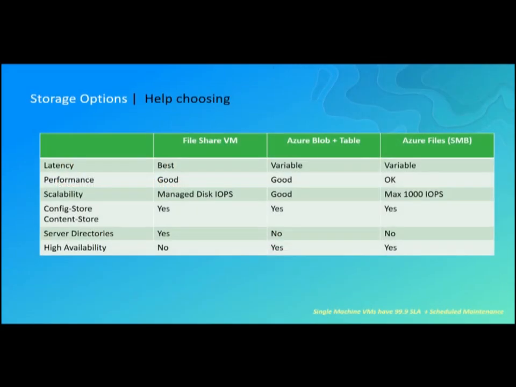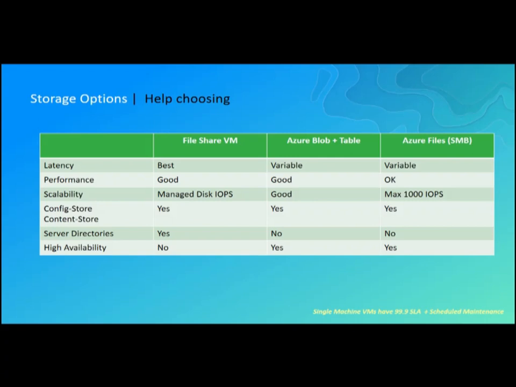In addition, at the start I mentioned that I would talk about the different storage options and how to help choose between those. So have some characteristics or options that you need to consider when evaluating one versus the other, because there are pros and cons to each, and there are trade-offs that need to be made. So on the left, I have a set of properties like latency, performance, and scalability, and on the right, I have your different options. So let's go through the file share virtual machine first.